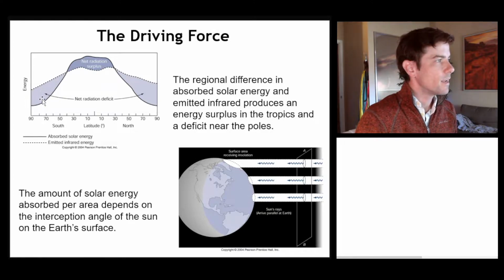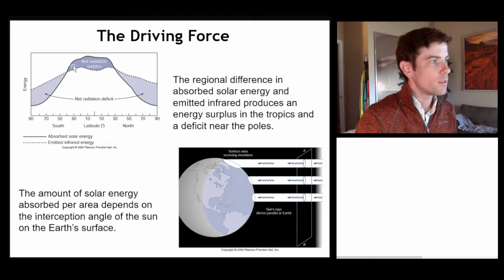Okay, and so that brought up this concept, this kind of conundrum, that we appear to have a radiation surplus or an energy surplus in equatorial latitudes, in the subtropics, and we appear to have a net radiation deficit or energy deficit at higher latitudes. Okay, and so we kind of broke that down into the two components here.